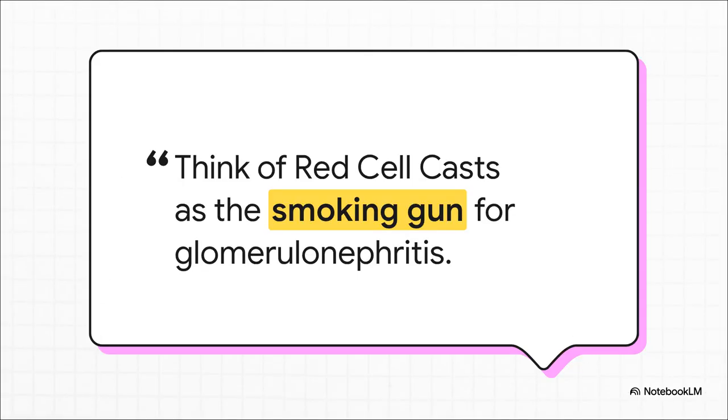Okay, listen up. I want you to burn this next phrase into your memory. If you see a red cell cast on an exam, your mind needs to immediately, and I mean immediately, jump to glomerulonephritis. It is the single most definitive, non-invasive clue for glomerular damage you can get. It is, without a doubt, the smoking gun of the case.